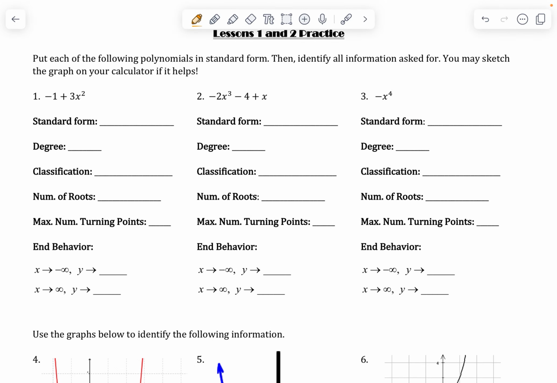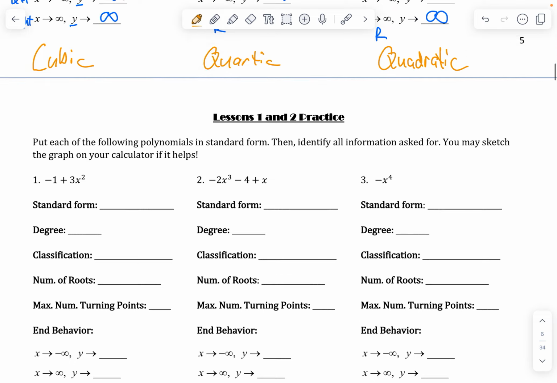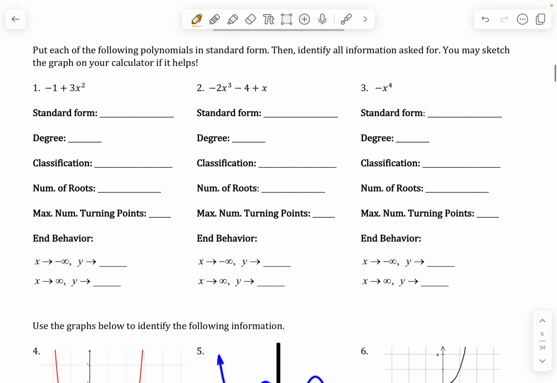Okay, so real quick, we're going to look at the lessons 1 and 2 practice. These are pages 6 and 7. And it's going to be kind of two different ways. We're going to identify a bunch of features of our polynomials. Some of these will be based off of if we're given an equation. Some of these will be based off if we're given a graph.